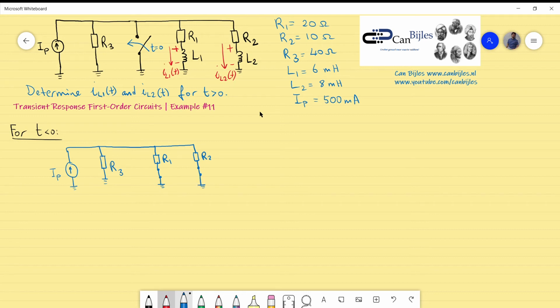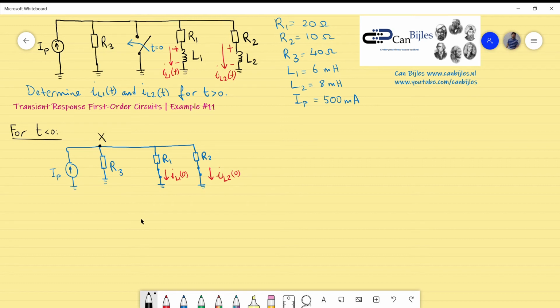So that's the situation here, and this is the current IL2 for the initial value, and we have also the IL1 for the initial value. Alright, let me denote this node as X to make this clear for further calculations. What we can do here is use the current divider rule, but we have to be very careful, or you can use source transformation to go from the Norton equivalent circuit to the Thevenin equivalent circuit. I will use the current divider rule, which is easier and faster.